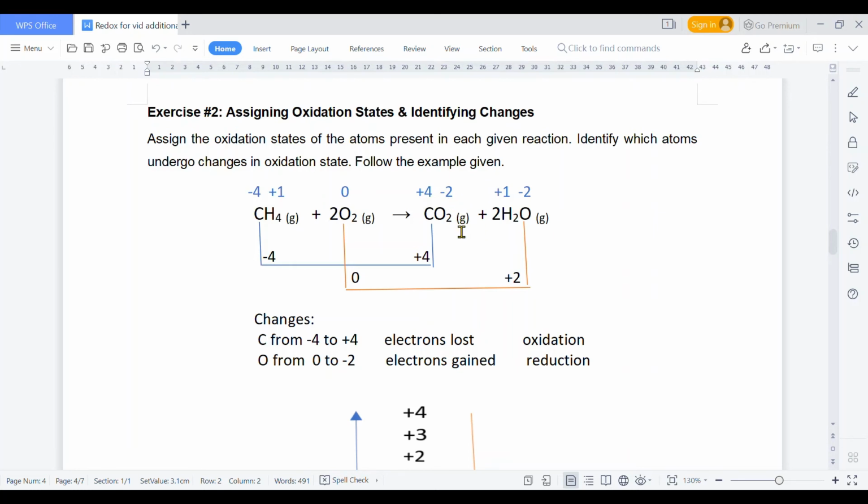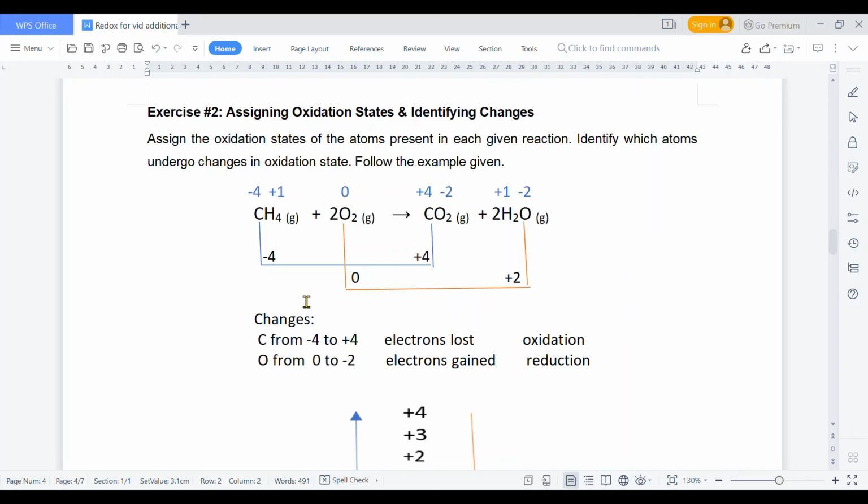Minus 2 times 2 is minus 4. So carbon will be plus 4 to balance the minus 4 to make it 0. And we know that oxygen is minus 2 and hydrogen is plus 1. Plus 1 times 2 is plus 2. Minus 2 times 1 here of oxygen is minus 2. That will be equal to 0.